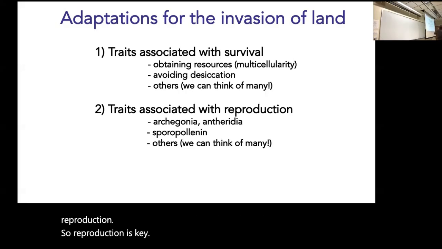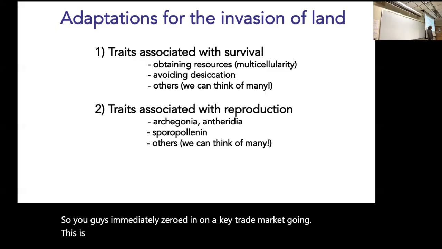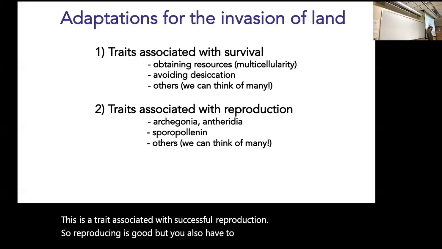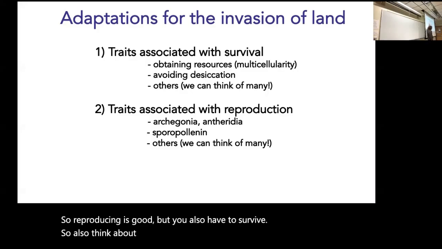So you guys immediately zeroed in on a key trait, archegonia. This is a trait associated with successful reproduction. So reproducing is good, but you also have to survive. So also think about the traits associated with survivorship. All right, archegonia, antheridium. There's a few others.